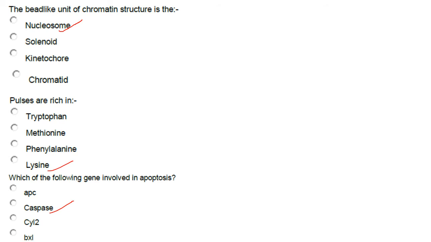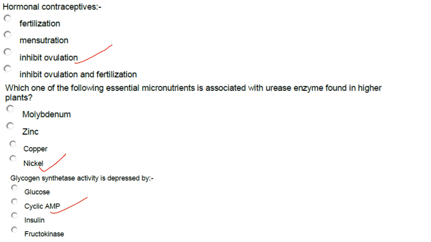Then bead-like unit of chromatin structure is beads on a string, that is for nucleosome. So answer is option A. Then pulses are rich in lysine. Which of the following gene involved in apoptosis? So the gene involved is caspase. Then hormonal contraceptives, they inhibit ovulation. Then next one. Which one of the following essential micronutrients is associated with urease enzyme found in higher plants? So answer is nickel.